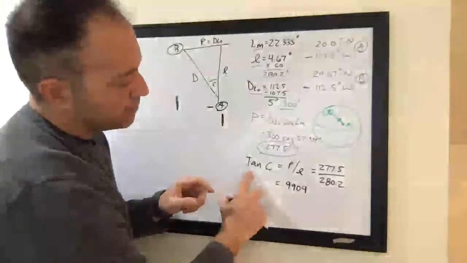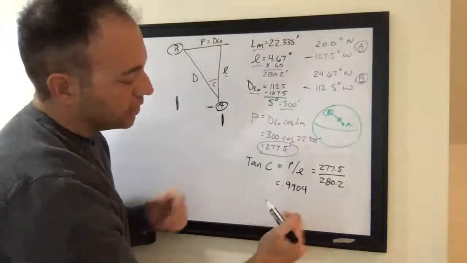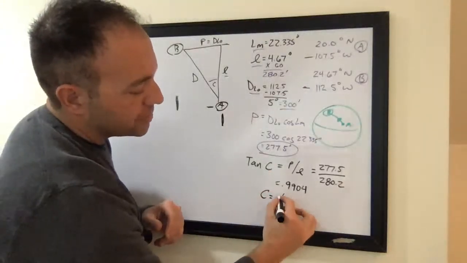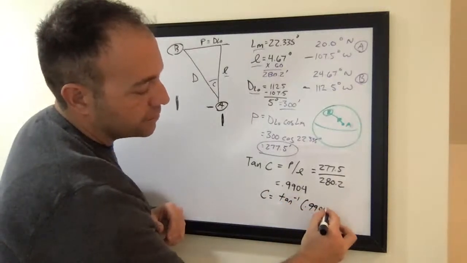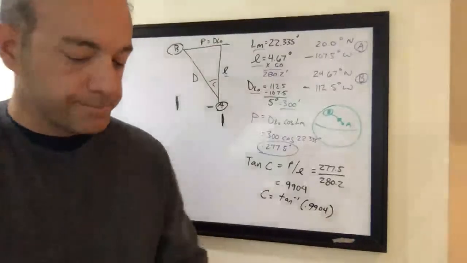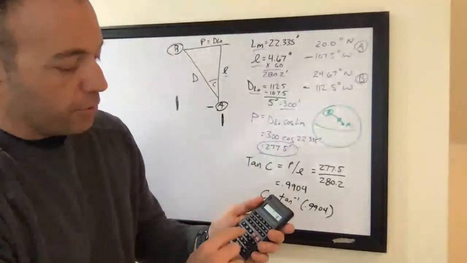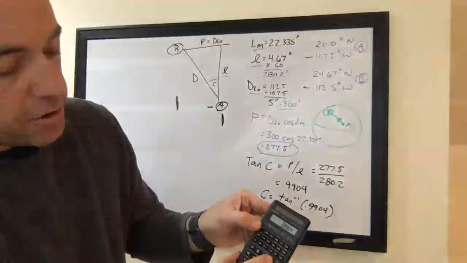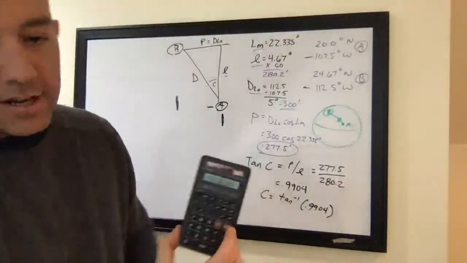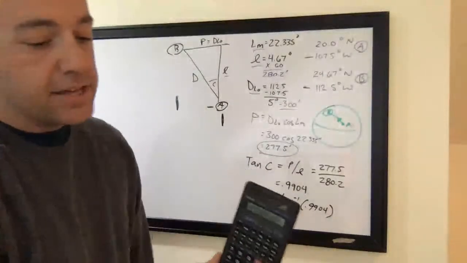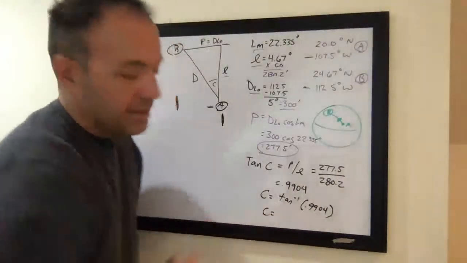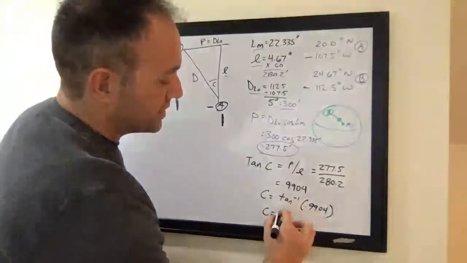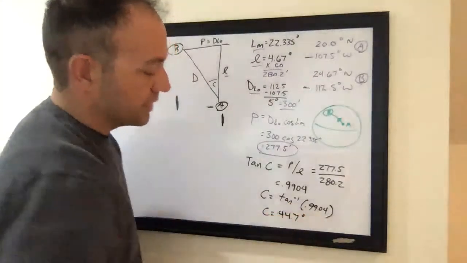So how do we get from tangent of C to something real? Well, it's the inverse tangent function. And you have that on your calculator. You may not have used it ever before. But really, all you've got to do is put in that 0.9904 and then go shift tangent. And it should get you the answer there. So shift tangent gives you the inverse tangent. And so your course is equal to 44.7 degrees.